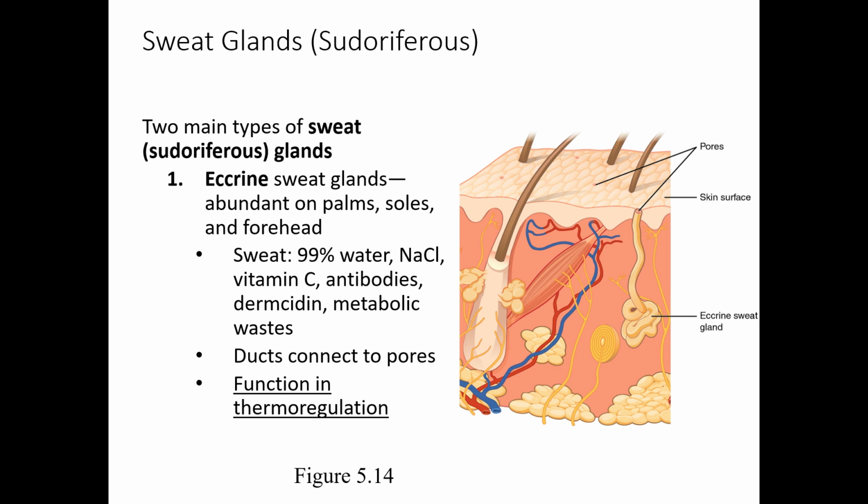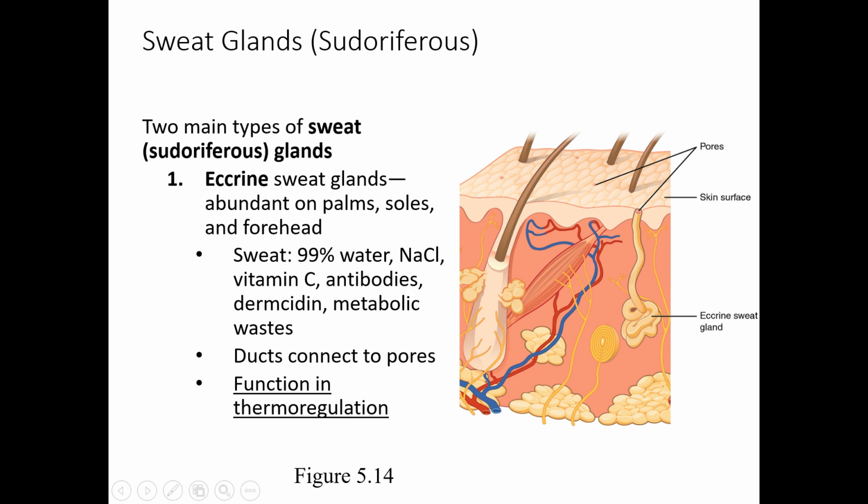Now we will talk about glands. We start from sweat glands, or they are also called sudoriferous glands. You need to know that terminology. There are two main types of sudoriferous glands, eccrine and apocrine. Here is your eccrine gland.